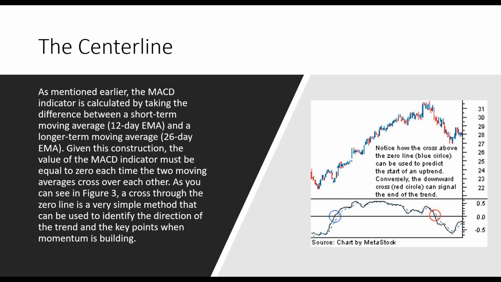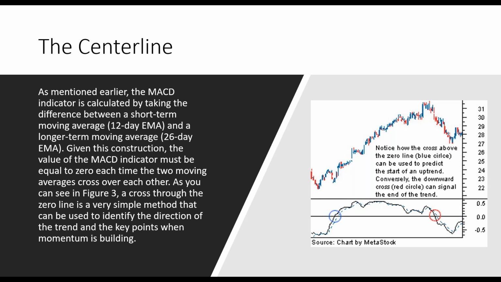So it's important to also, every time you get one of these signals, realize where the signal and the MACD line and the crossover are in relationship to that 0 line that I showed you, or called the center line. As mentioned earlier, the MACD indicator is calculated by taking the difference between a short-term moving average and a longer term. Given this construction, the value of the MACD indicator must be equal to 0 each time the 2 moving averages cross over each other.